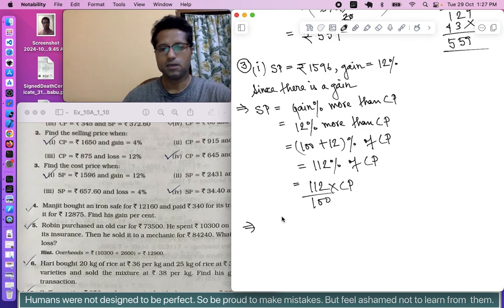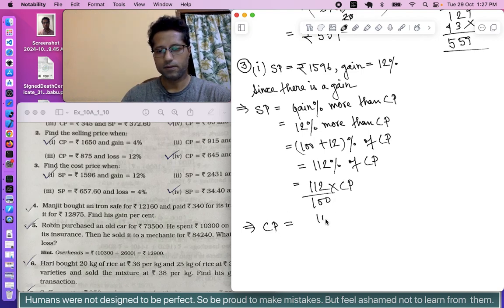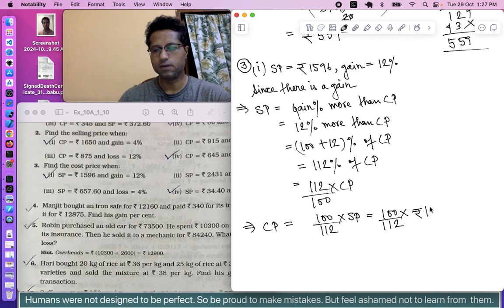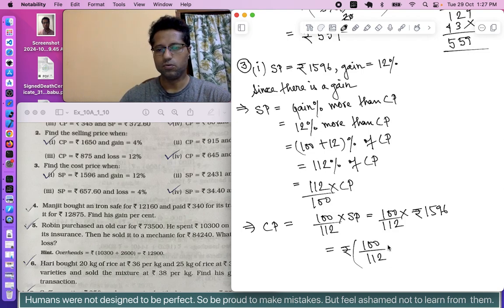So from this equation we can say CP will be 100 by 112 multiplied by SP, and SP is given to be 1596. This is equal to rupees 100 divided by 112 multiplied by 1596. Now we have to simplify this.